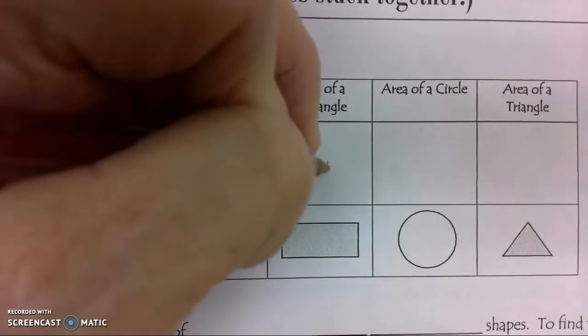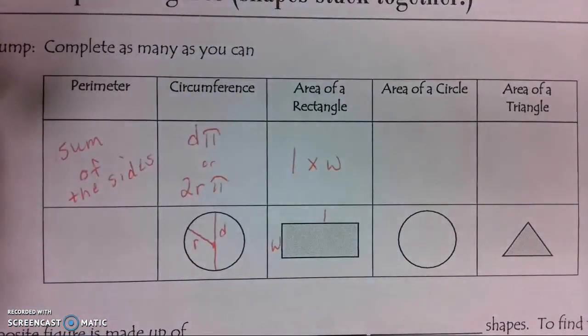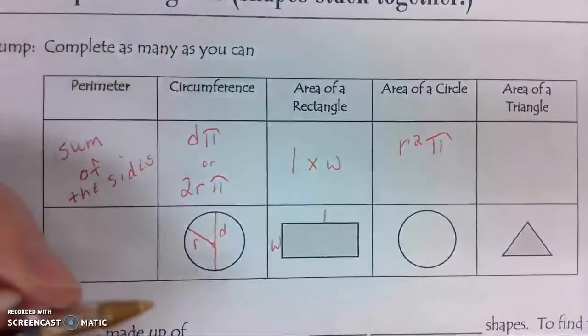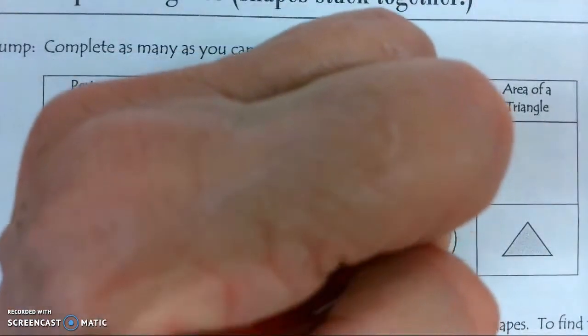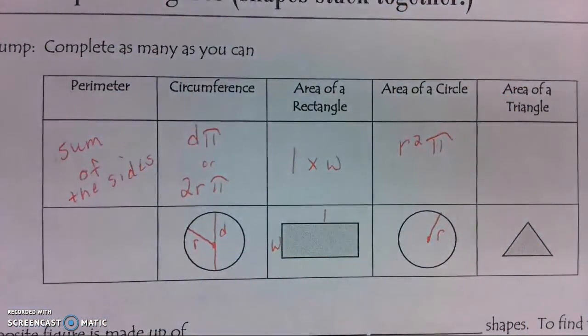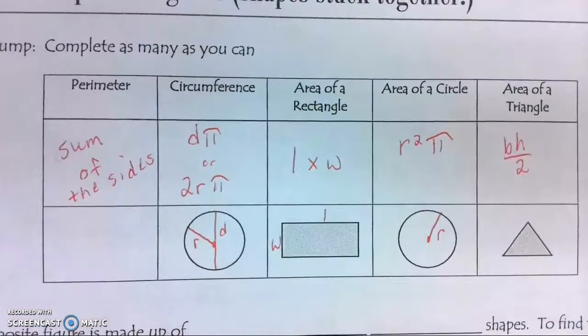Area is length times width, and again, just multiply the two sides. Area of a circle, radius squared times pi. Again, I need the radius. If I'm given the diameter, I have to divide by 2. And then to find the area of a triangle, base times height divided by 2.